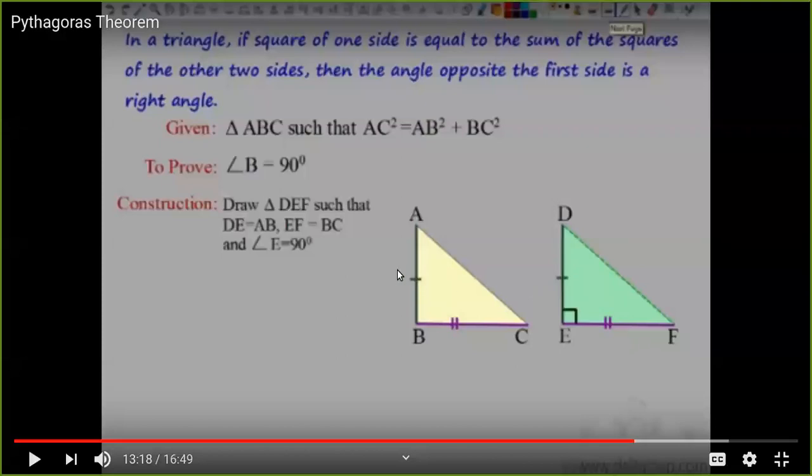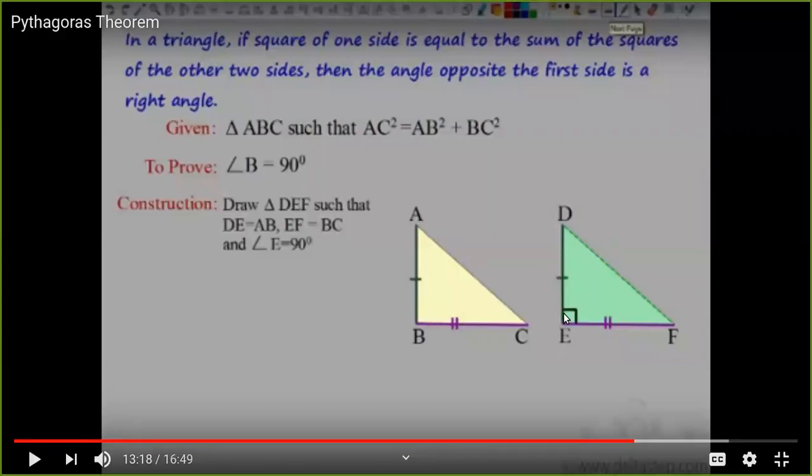That's how I do the construction. And also I take care to see that EF is equal to BC. And the triangle that you've drawn, that is by construction, is a right triangle. So using this construction, I have to go back and show that ABC is a right triangle, because that's exactly what I want. I have to show that B is 90 degrees.